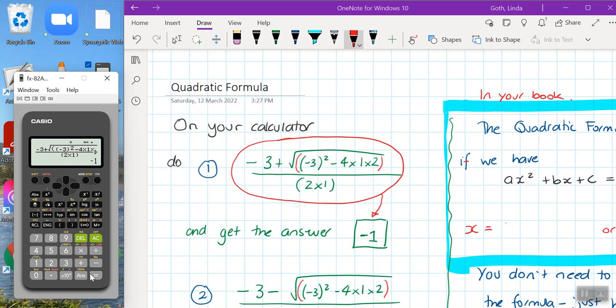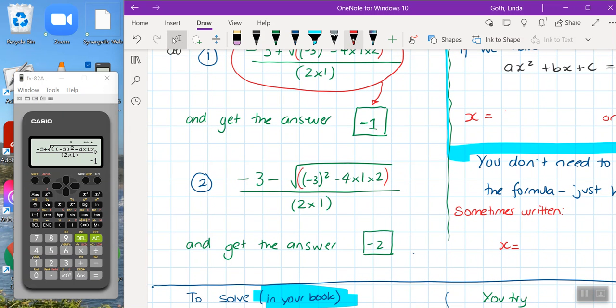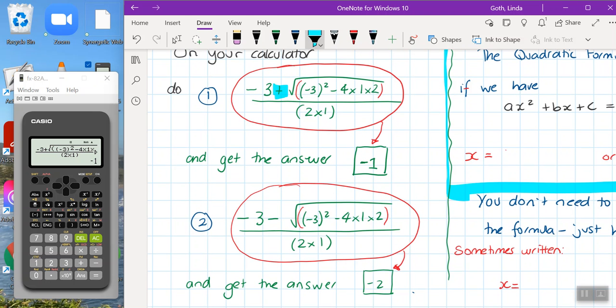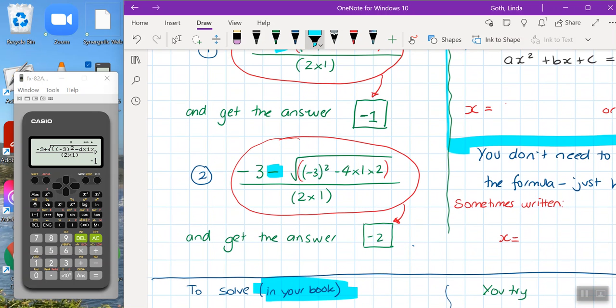The next thing I'd like you to be able to do is the following calculation on your calculator, this one here, and make sure that this time you get the answer -2. Now you'll notice this looks very similar to the last one. The only difference is that this one has a plus here and this one has a minus. Let's also do this one together.